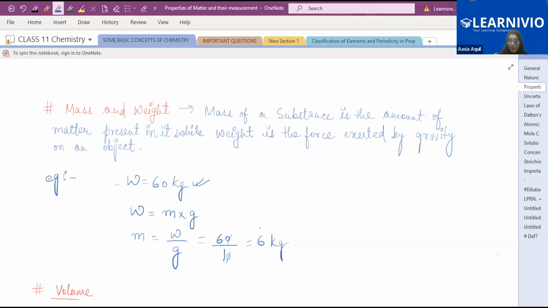Just remember the difference between these two. Mass of any substance is the amount of matter present in that object, but weight is the force exerted by gravity on any object. Clear? Yes, ma'am. But in chemistry, atomic mass and atomic weight are the same. When I use atomic weight and atomic mass, it is the same in chemistry. There's no difference between these.